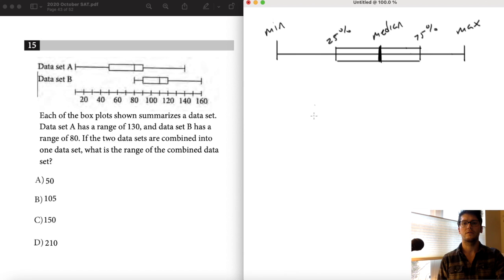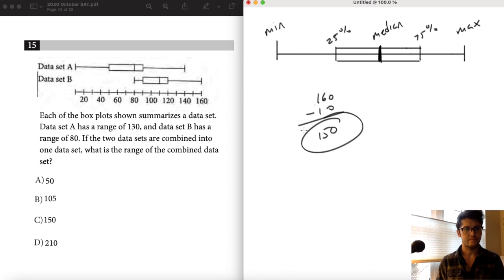All they want to know in this question is what is the range if you combine all the data? Well, you take the lowest minimum, which is 10, and the highest maximum, which is 160, and you subtract those. 160 minus 10, answer would be 150. Cool. There's more stuff to know about box plots for other questions, but here you just needed to know max and min.